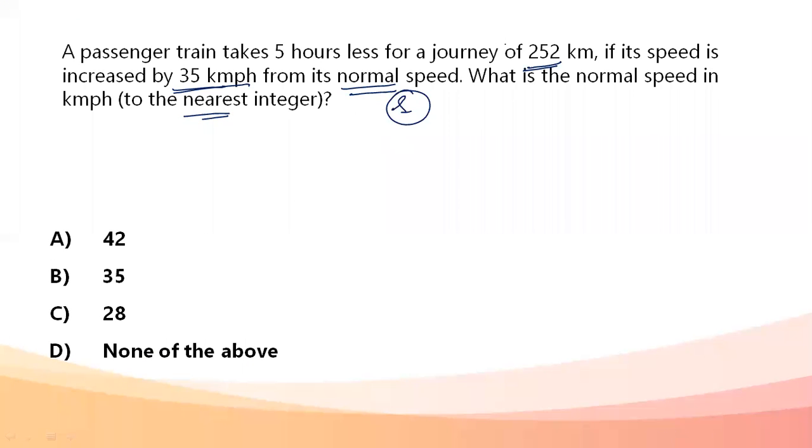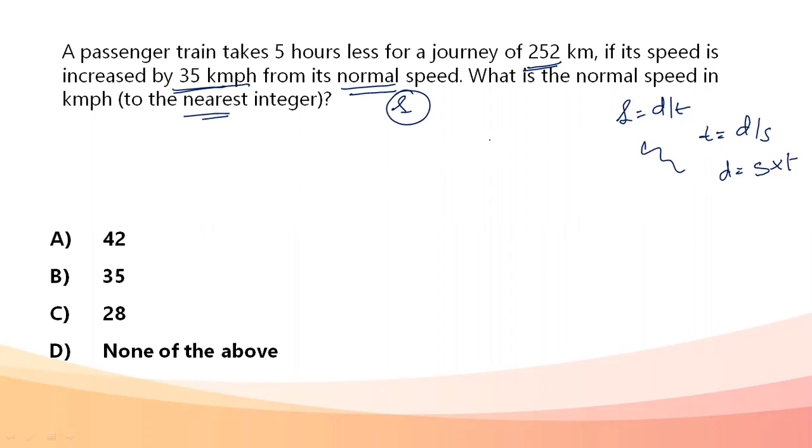Distance is given as 252. I know speed equals distance upon time, time equals distance upon speed, distance equals speed into time. All these three quantities are interconvertible. So I can always write one quantity in terms of the other quantities. Speed can be written in terms of time, and time can be written in terms of speed and distance. All of that can be done very easily.